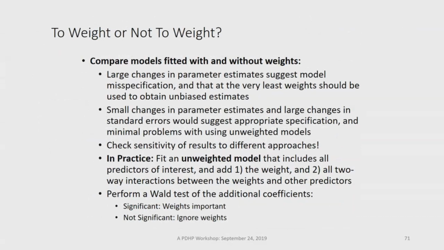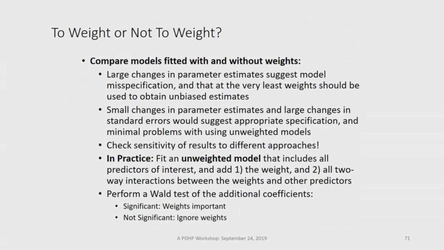You've done a good job specifying that model. The weights are no longer informative. You've accounted for whatever was in the weights that could have explained this relationship. And in that case, it would be perfectly fine to report the unweighted models. The weights aren't offering you any new information about that relationship, but it's important to check the sensitivity of your results to these different approaches.